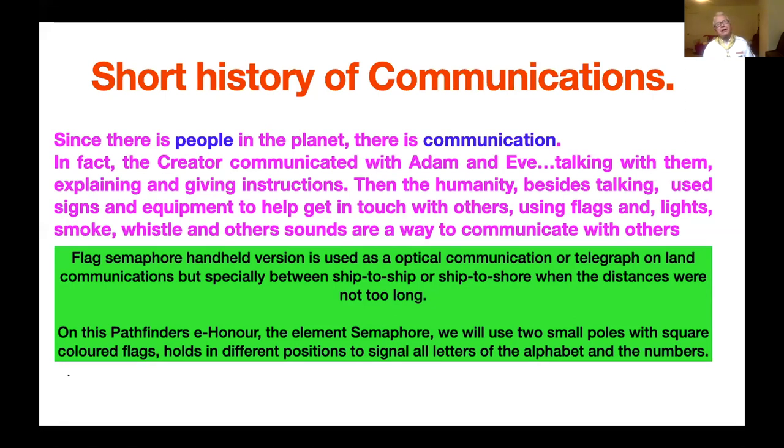But before, in 1792, Claude Chappé, an engineer, an inventor, a Frenchman, created a semaphore system. We will see some pictures about it.